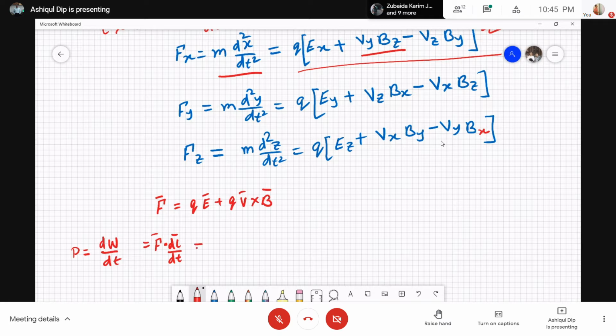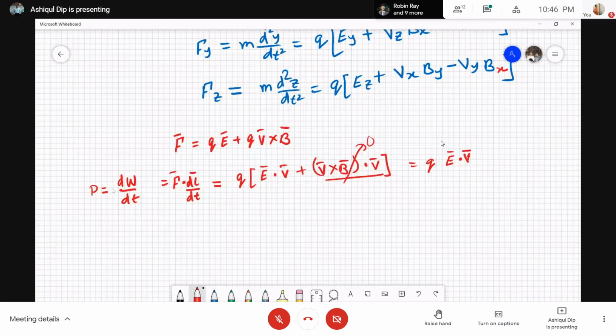Then dl over dt is V. So we have Q E dot V plus V cross B dot V, like that. And the second term is 0, because you're taking the dot product with the object that is the cross product. So now we are left with Q E dot V only, right? Yes.